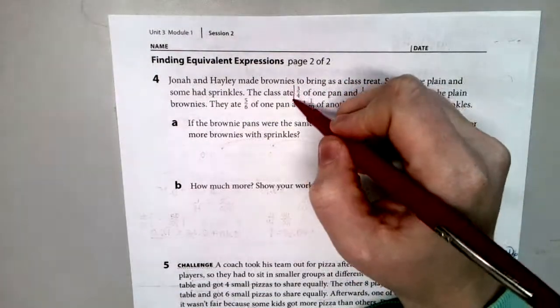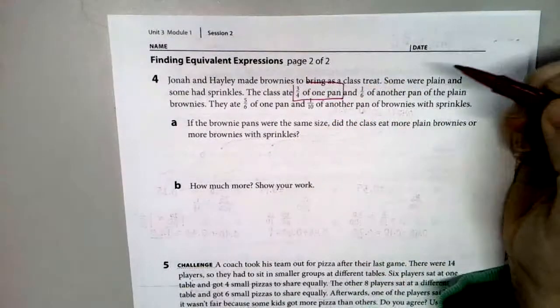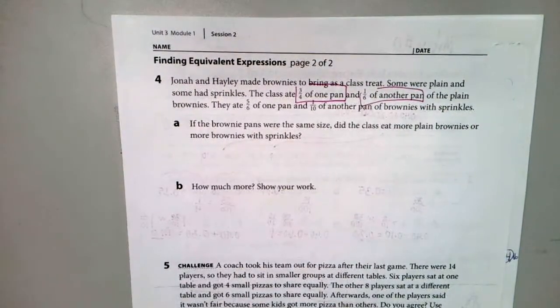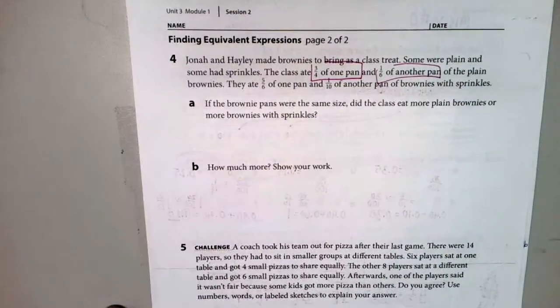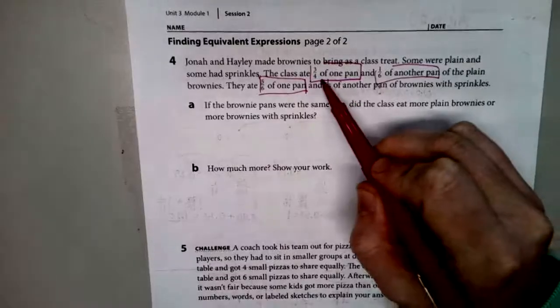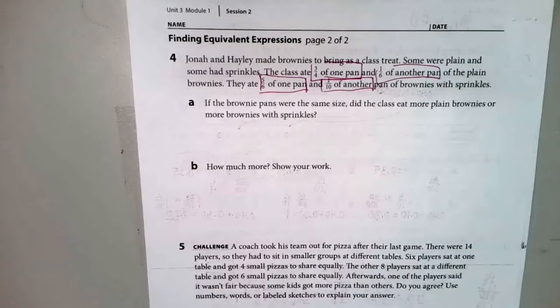The class ate 3/4 of one pan and 1/6 of another pan of the plain brownies. They were hungry. They ate 5/6 of one pan and 1/10 of another pan of brownies with sprinkles. They ate a lot of brownies. If the brownie pans were the same size, did the class eat more plain brownies or more brownies with sprinkles?